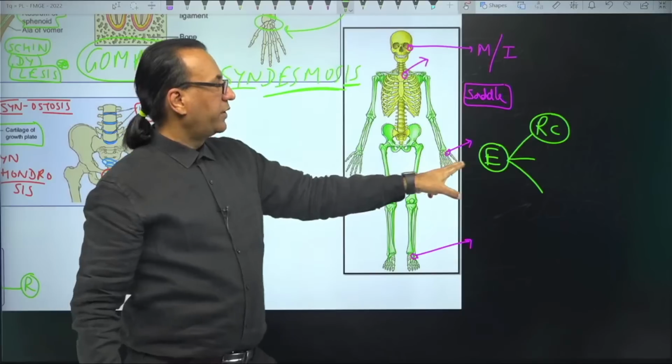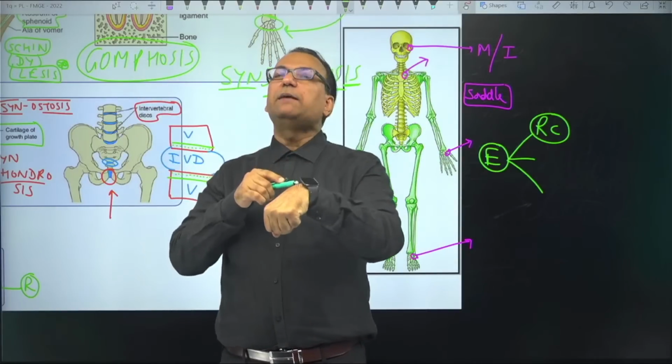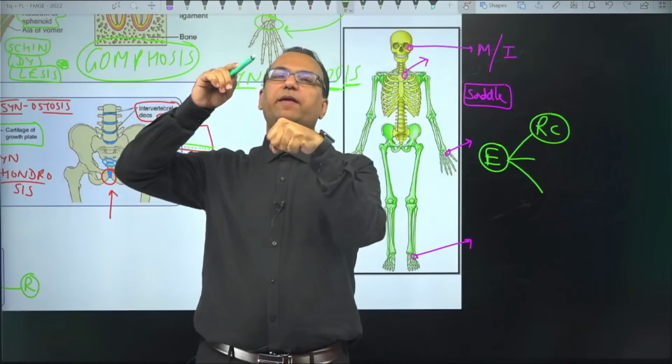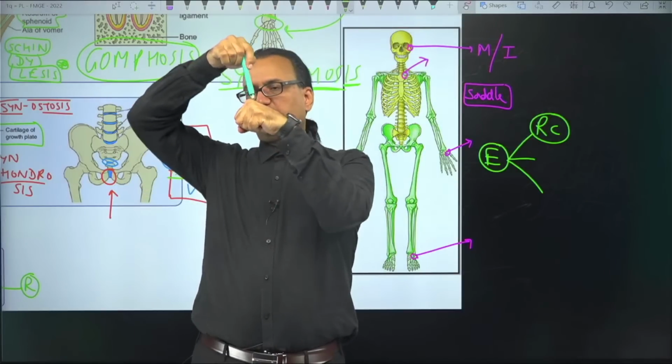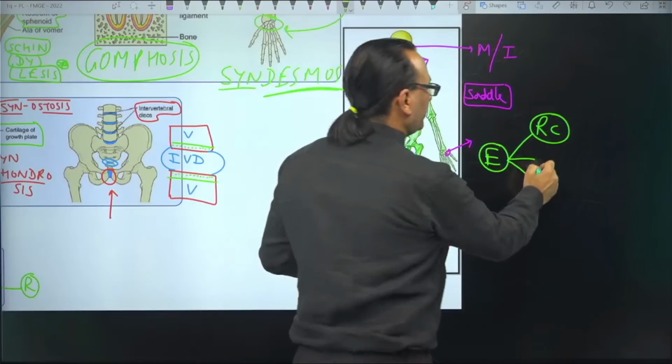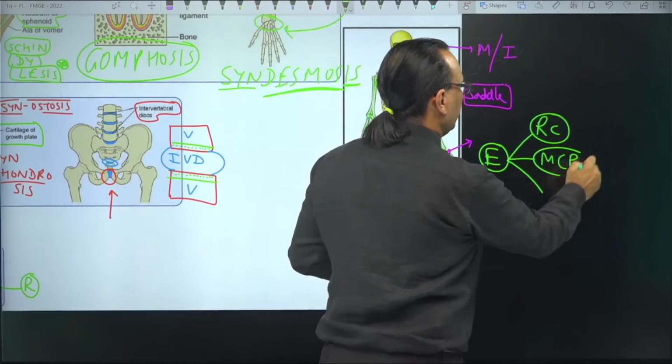Okay, so the radiocarpal joint or wrist joint is which type? Ellipsoid synovial joint. And one other example in the upper limb which is ellipsoid is the knuckle joint, the metacarpophalangeal joint. So the metacarpophalangeal joint is also ellipsoid.